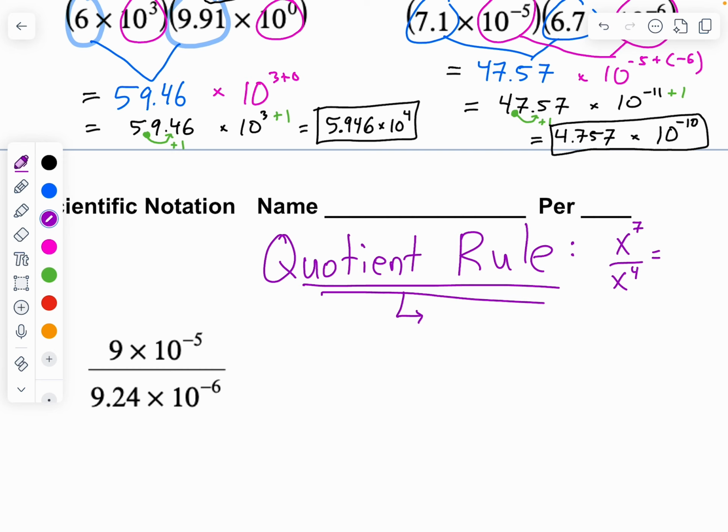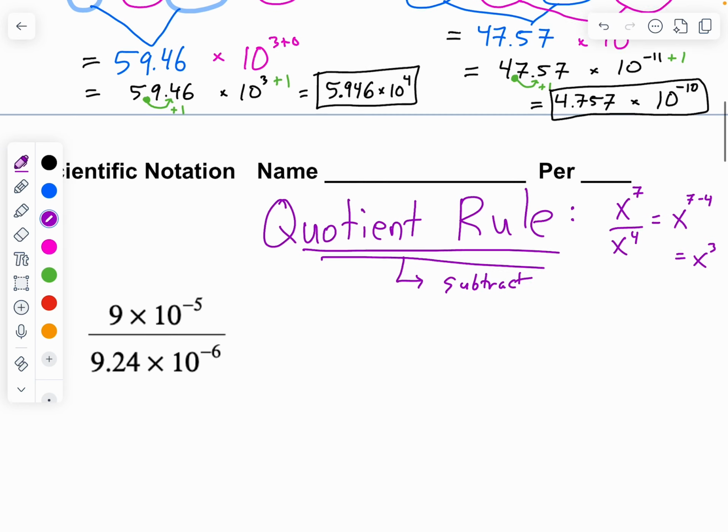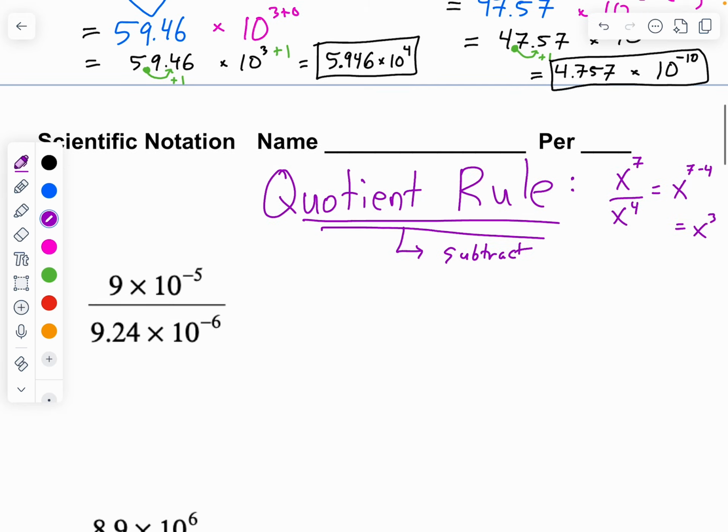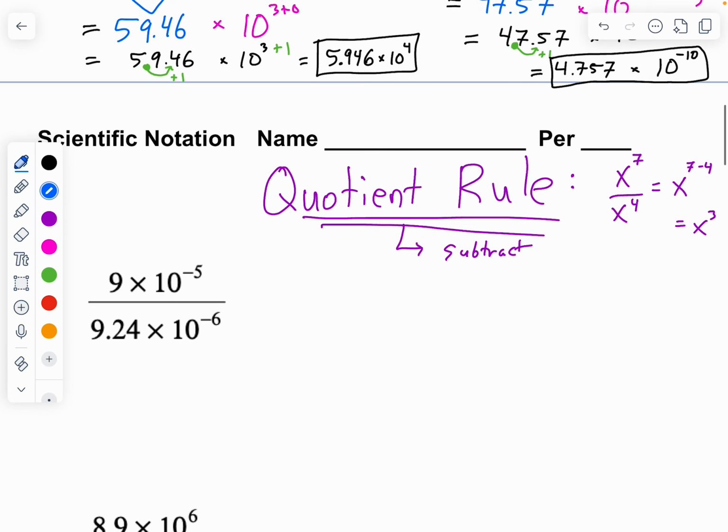All you would need to do is simply subtract. 7 minus 4. If you subtract, you'll get x cubed. But that's an easy example. Let's go to the hard stuff. The hard stuff is what I see right here. Now, I'm going to give you a heads up. These numbers are not going to be pretty, but we can do this.